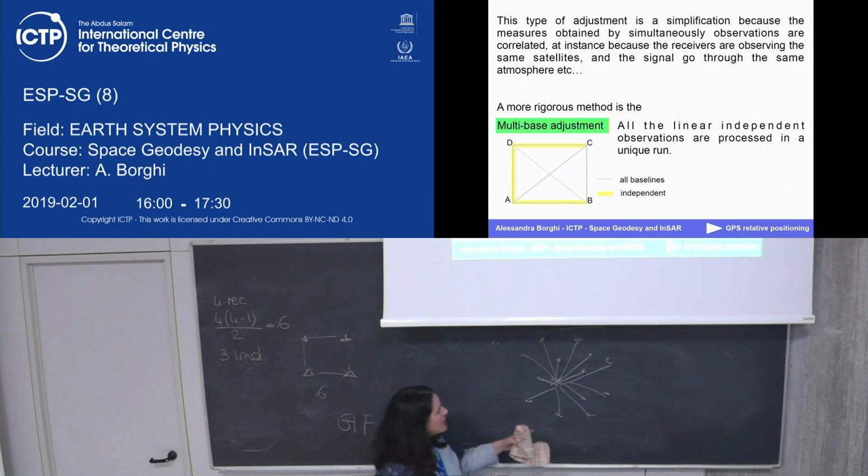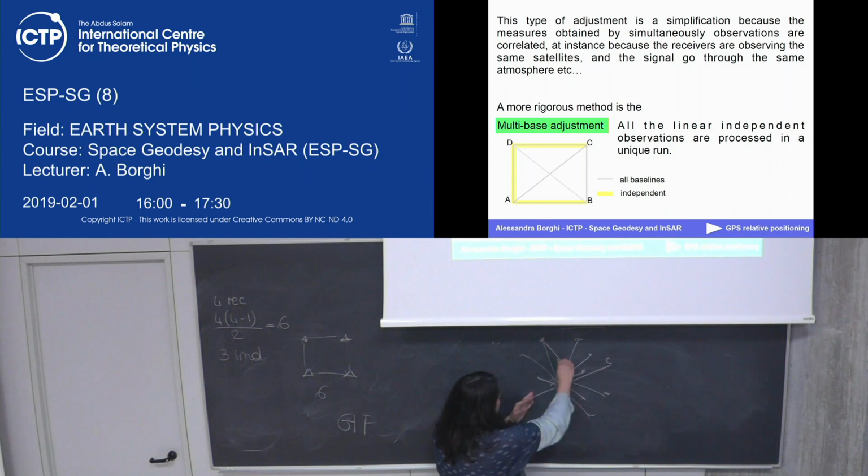Otherwise, you can connect points to have the shortest baseline possible. Why the shortest? To reduce the common errors, a lot of tropospheric error and so on. So you don't have this connection by this one, for instance, and so on.